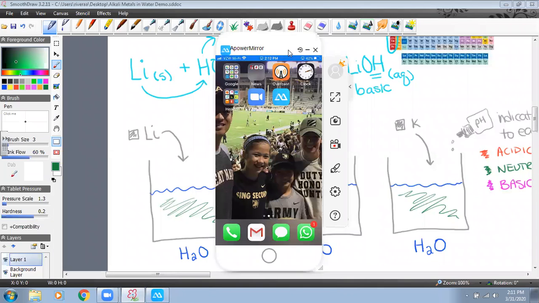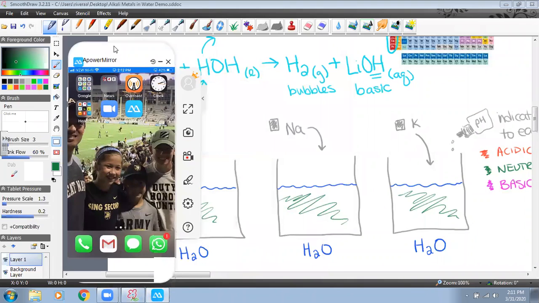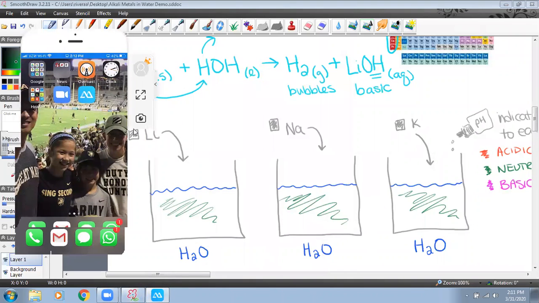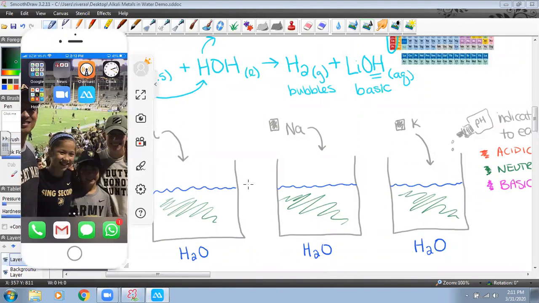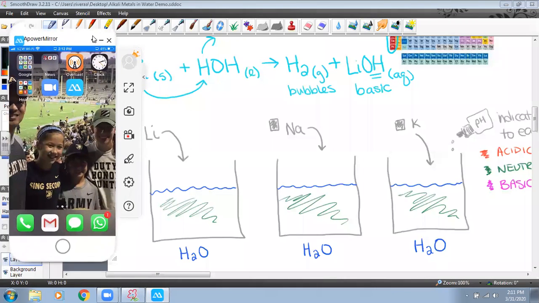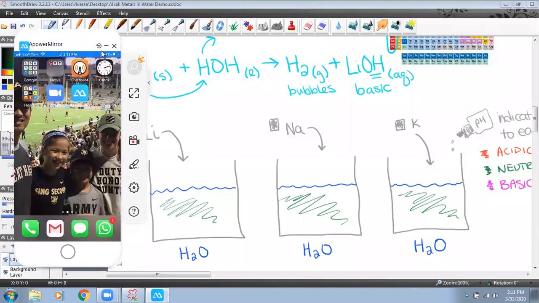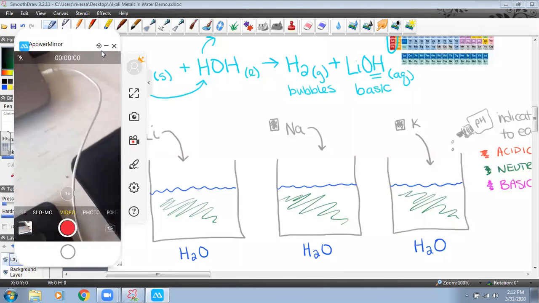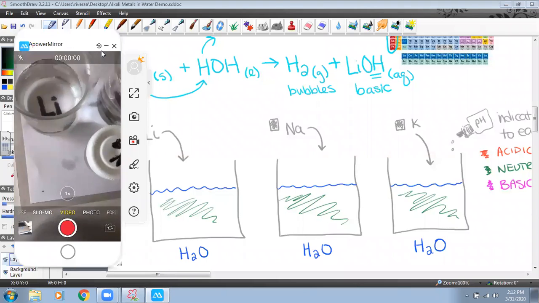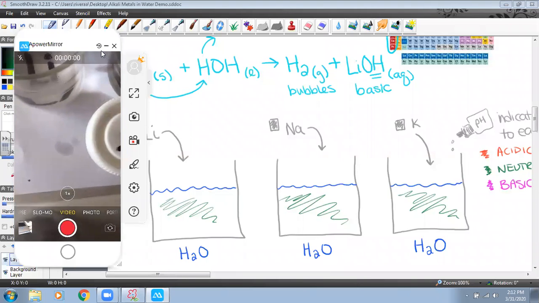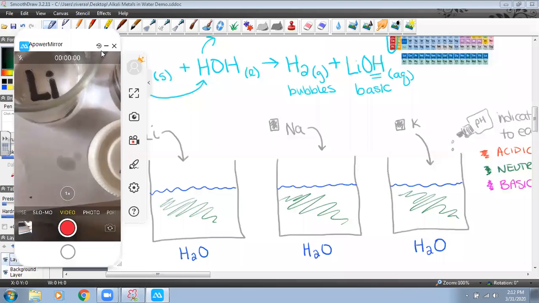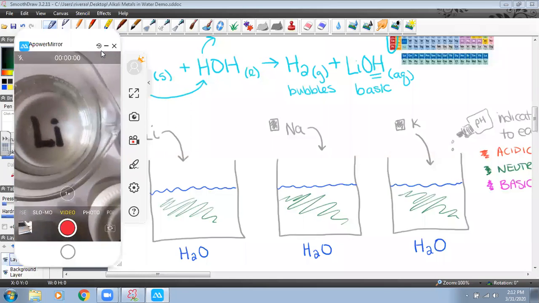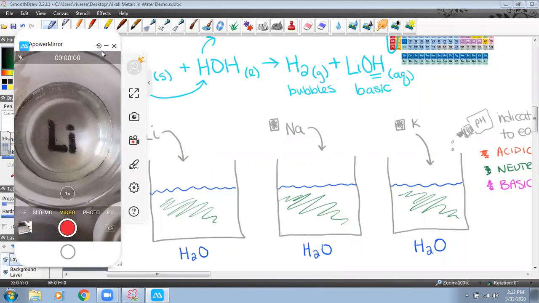Okay, so now you guys should be seeing my phone. Hopefully we're seeing my phone up there. All right, and we're going to go to my video. Okay. Eleanor, how are we doing? You're doing good. Okay, so what do you see? The lithium beaker. Awesome. Okay, so you see the lithium beaker, you guys, right?